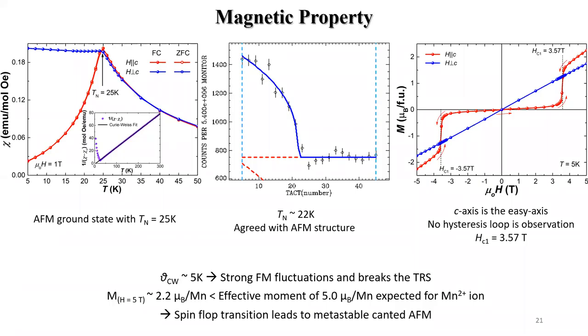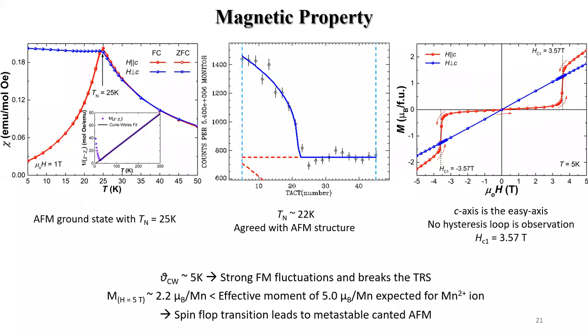They are the magnetic moments trying to align, and then at a temperature of 25 Kelvin in the zero field cool, in the direction of H parallel to C, you can see that it's going down. This means that we have antiferromagnetism. This temperature is considered as our Néel temperature, which is around 25 Kelvin, and the ground state is antiferromagnetic.